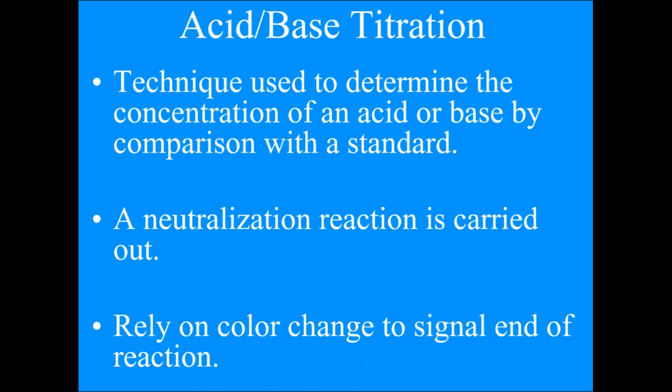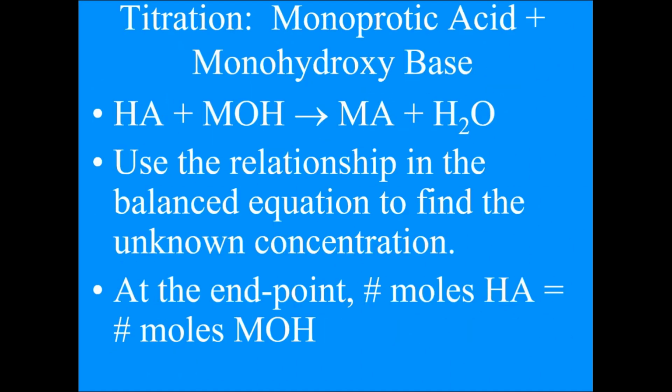Acid-base titration part 2. We already know acid-base titration is a technique we use to determine the concentration of an acid or base by comparing with a standard solution. A neutralization reaction is carried out, and when we observe color change, that is the end of the reaction. Let's see an example of titration of monoprotic acid and monohydroxy base.